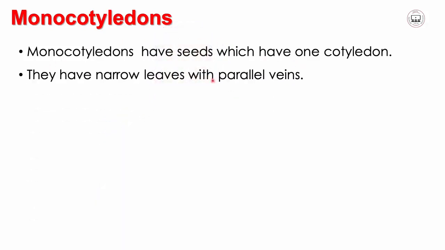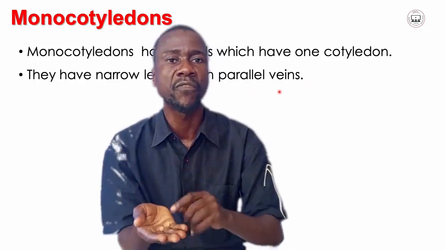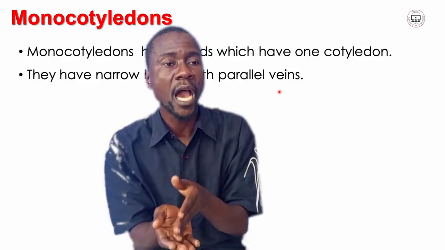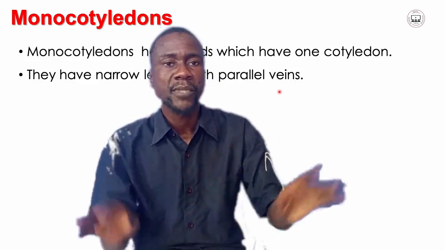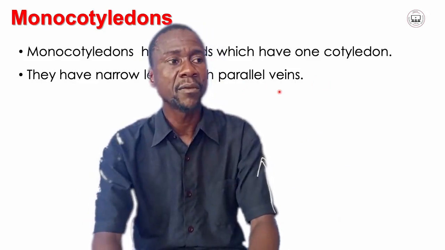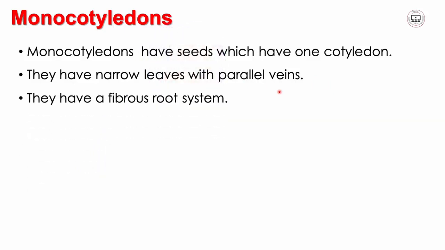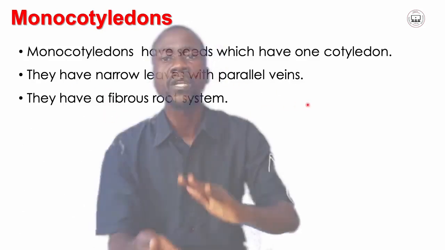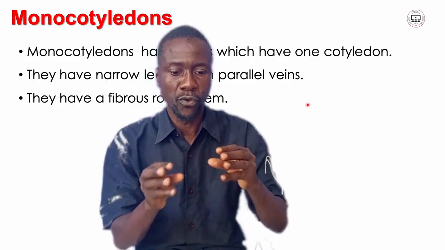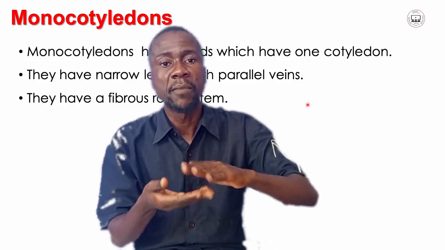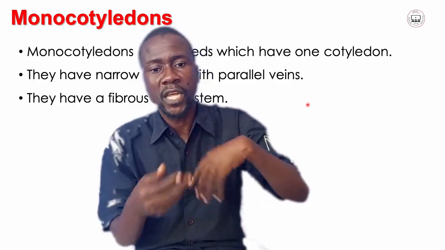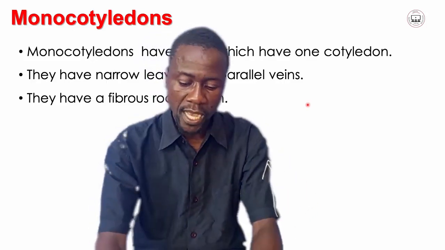Then they have narrow leaves which have parallel veins. Parallel veins means the leaf has veins, and those veins are parallel to the midrib, so that you could not find a very big network on that. Then they have a fibrous root system. In a fibrous root system, all the roots develop from the base of the stem.